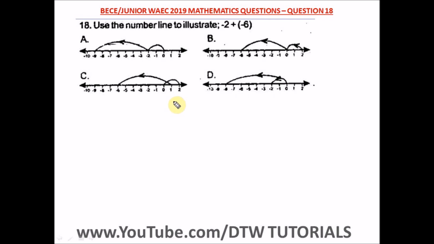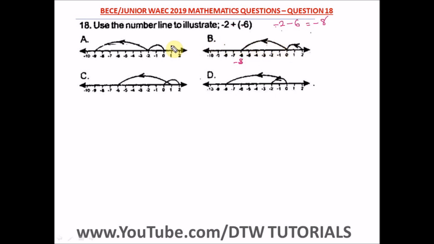Question 18 of the BECE Junior WAEC 2019 Mathematics Past Question. It says use the number line to illustrate -2 plus -6. So what is -2 plus bracket -6? When this plus sign multiplies this negative sign, you have -2 minus 6, and -2 minus 6 is -8. So it means that the final touch point of the last line must touch down at -8.